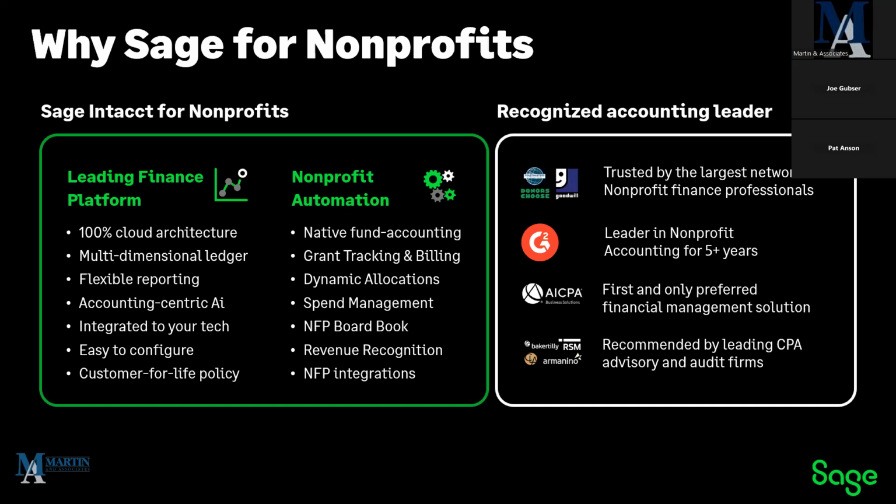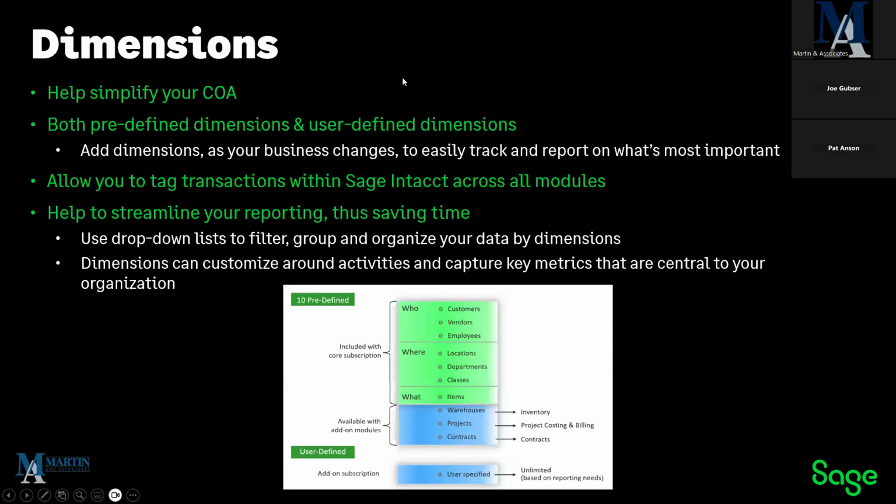And Intacct's looked at as an accounting leader. It's trusted by some of the largest nonprofit companies out there. We already mentioned that it's a leader in the nonprofit accounting marketplace, according to G2. And we already talked about the AICPA ranking and things of that nature. So that's all key benefits of what makes Sage Intacct an ideal product for NFP companies.